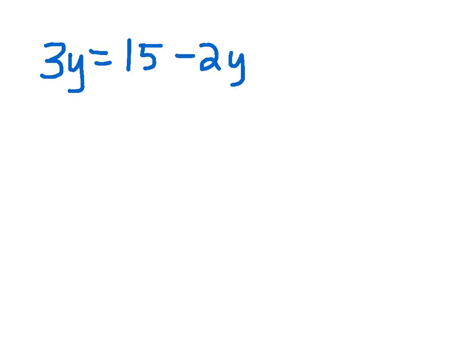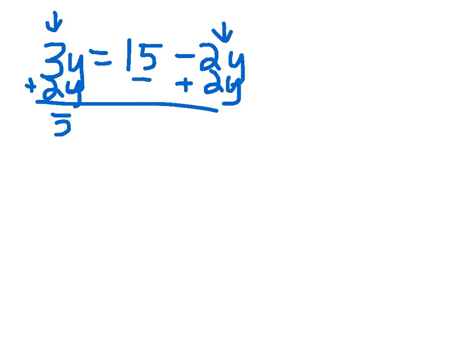Very similar to the one that we did in our example. If I have 3y is equal to 15 minus 2y, once again I've got variables here and here. I want them all on one side of the equation. So since I want them on the side of the equation that doesn't have constants, I will add 2y to both sides. And I can see that 5y is equal to 15, which makes 1y equal to 3.